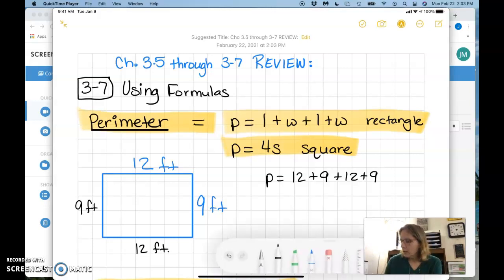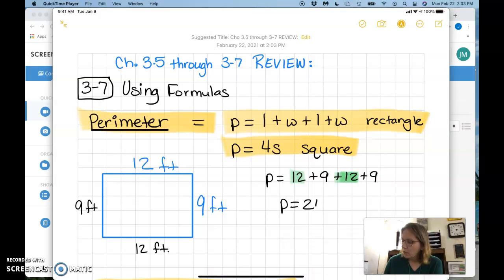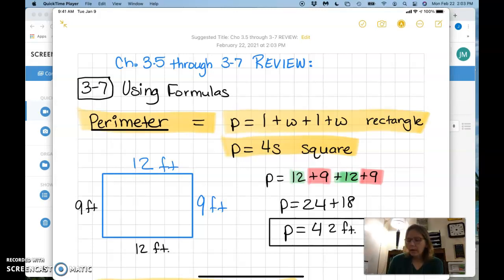And you know, Miss McNally likes to add the same numbers together. I don't know why, it's just easier for my brain. So 12 plus 12 is 24. And then I'm going to add these two together. 9 plus 9 is 18. So I have 24 plus 18, and then I'm going to add those two together. 24 plus 18 equals 42. And my units would be feet. Okay, so the perimeter of this rectangle is 42 feet.